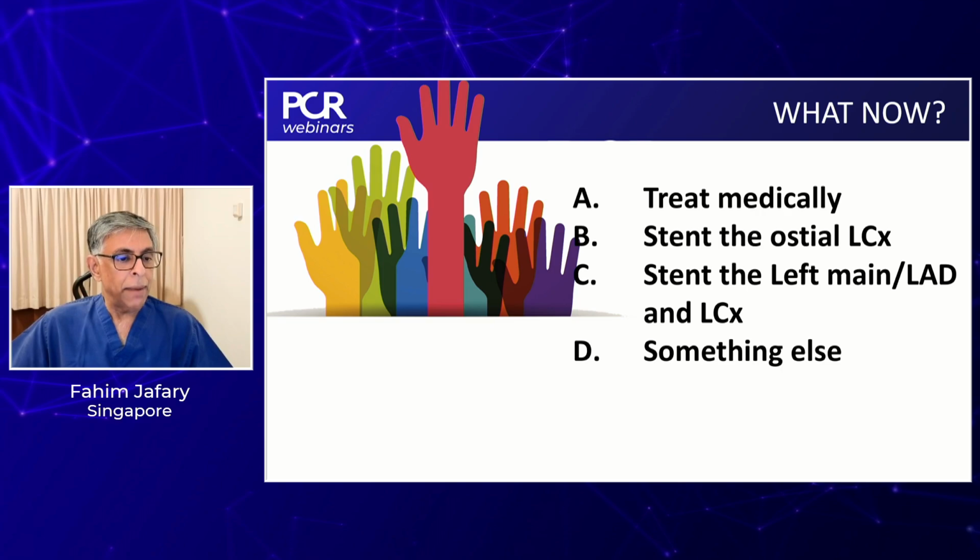So here I'm going to just put it to the panel. What do you do? It's an isolated ostial circumflex lesion, non-STEMI, the LAD and the right coronary artery are okay. So do you treat it medically, stent the ostial circ, do a complex bifurcation stent, or do you do something else? So I'll put it to the panel.